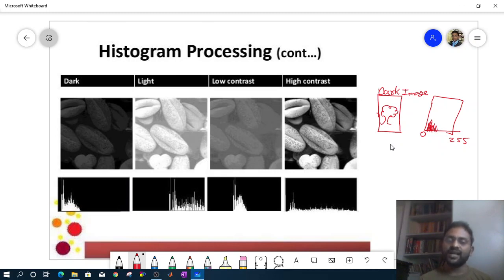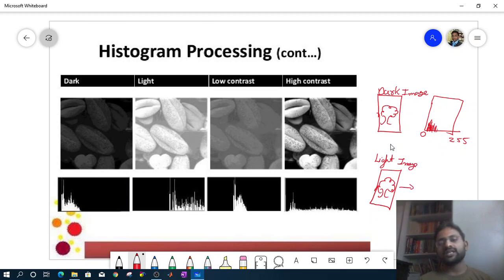And if it is a light image, I can say light image rather than bright image, I draw again the same picture. I will not change the picture. I will draw the same picture, but here the heading I am writing is light image.